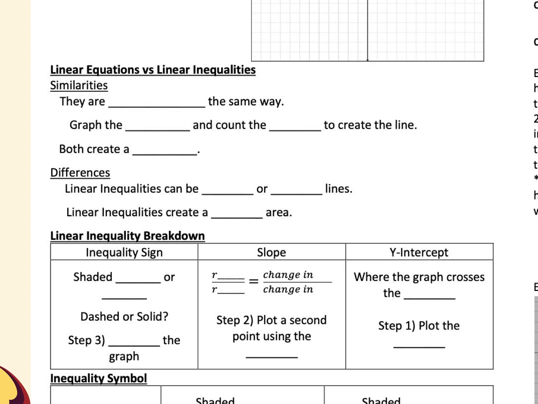Similarities are, they are solved the same way. Equations and inequalities are solved the same way. The only difference is instead of an equals, you have an inequality symbol, or vice versa, right? We always graph the y-intercept first and then count the slope, okay? We always count that rise over run from the y-intercept. Both of these, whether it's an equation or an inequality, will create a line.